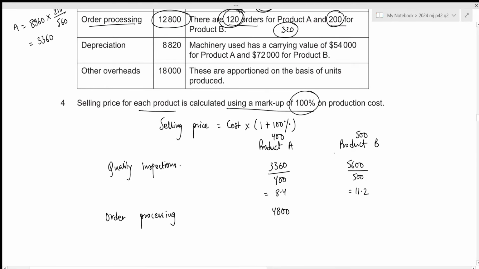Then we repeat the same process for product B, so that will be 12,800 times 200 divided by 320, which results in the value of 8,000. Now for per unit, we just divide by the number of units. So for product A, that will be 4,800 divided by 400, which results in 12. And for product B, that will be 8,000 divided by 500, which results in 16.